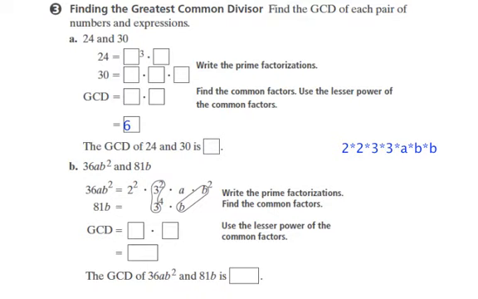When you think about 81, that's 9 times 9. And to factor 9, it's 3 times 3.